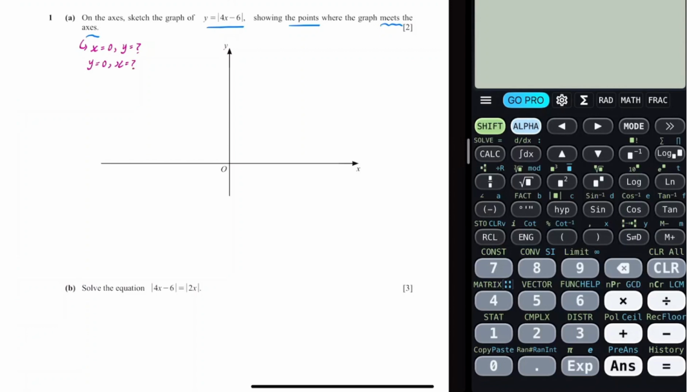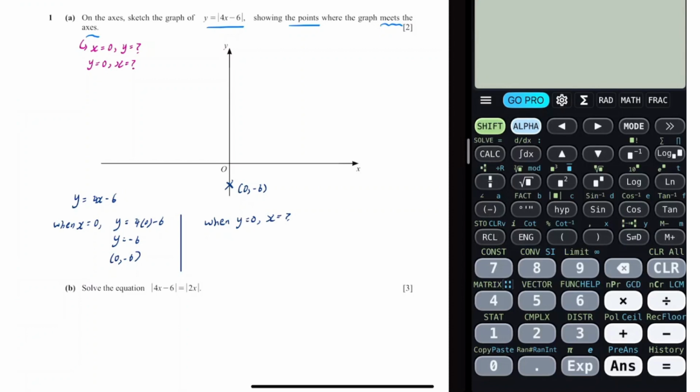So let's attempt this question without considering the modulus first. 4x minus 6. When x is equal to 0, our y will be 4 times 0 minus 6, which is negative 6. So (0, negative 6) will be one of the coordinates here. I will just label it here. And then let me just draw partitions. When y is equal to 0, what is our x?